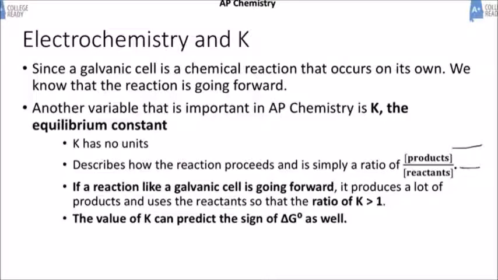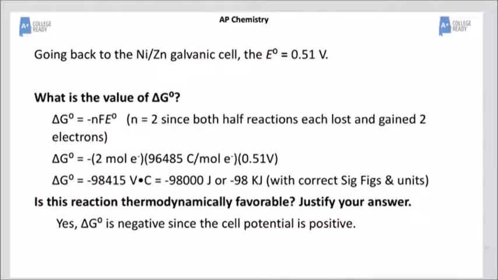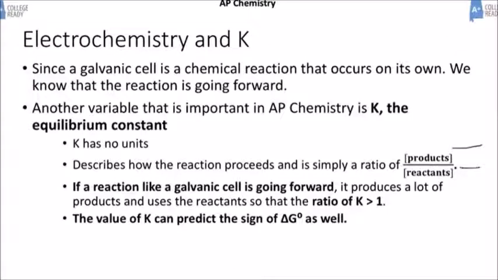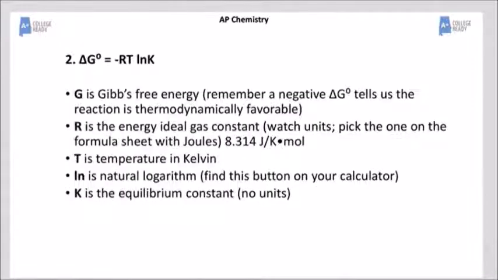So just like we saw in the first delta G formula, if we have a positive cell potential based on the formula, and we go back to that, if we have a positive cell potential, then we would have to have a negative delta G, because if you're plugging in a positive value here, delta G would have to be negative. And the same thing with K. If K is greater than 1, then delta G will also be negative. And we'll look at that formula right now.